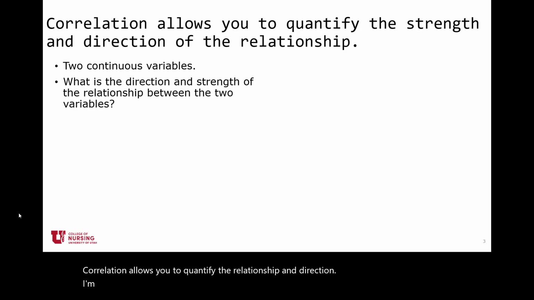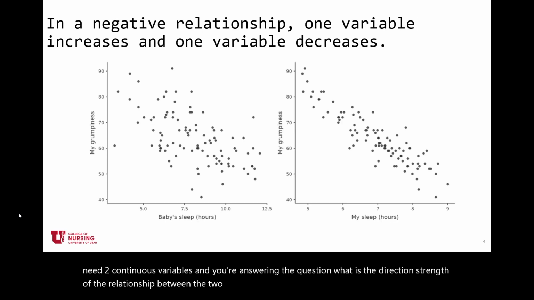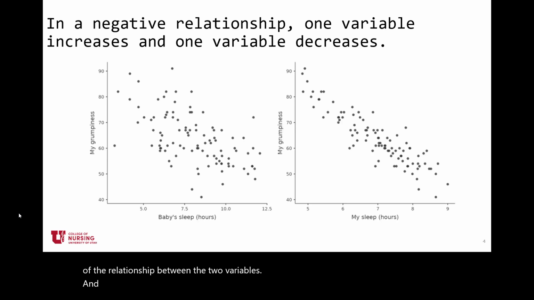Correlation allows you to quantify the strength and direction of a relationship. You need two continuous variables, and you're answering the question, what is the direction and strength of the relationship between the two variables? In a negative relationship, one variable increases and one variable decreases. So these scatter plots show a negative relationship.